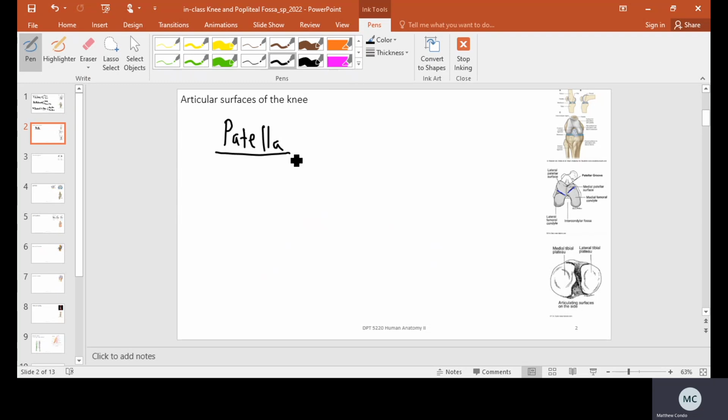Now, the patella itself is going to be a sesamoid bone. You guys remember what a sesamoid bone is? It's a bone that just kind of floats inside of a tendon, right? So you guys remember the pisiform from last semester? That's a sesamoid bone. The patella is going to be a really, really big sesamoid bone because the patella is going to be completely encased in something called the quadriceps tendon.